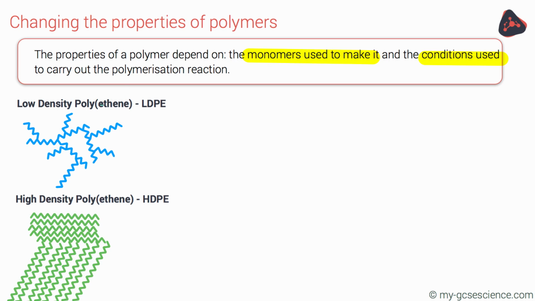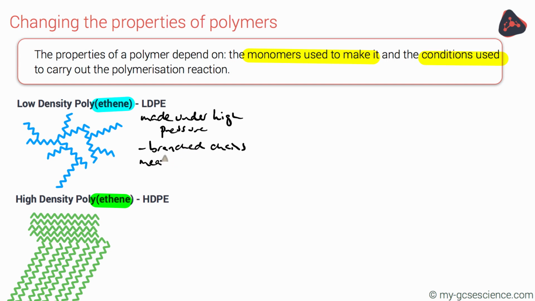Here we've got two types of polyethene. Both are made from the same monomer, ethene, but they're made under different conditions. The first one, low-density polyethene, is made under high pressure in the presence of a little bit of oxygen, and it creates branched chains, which means that the molecules can't line up and pack closely together, making it low density. This kind of polyethene is what you find in plastic bags.